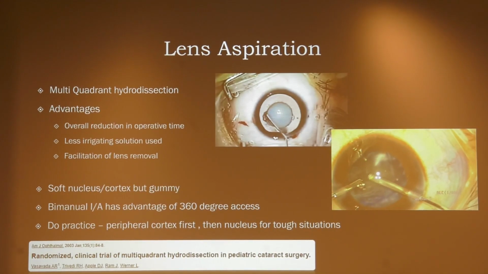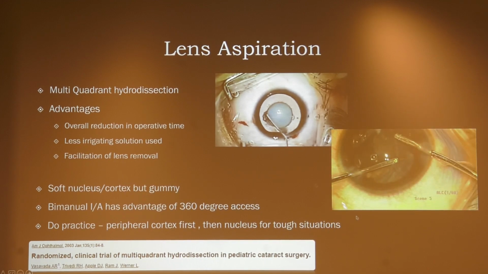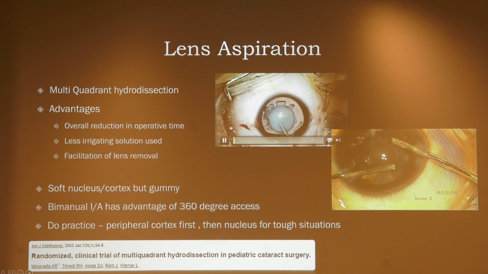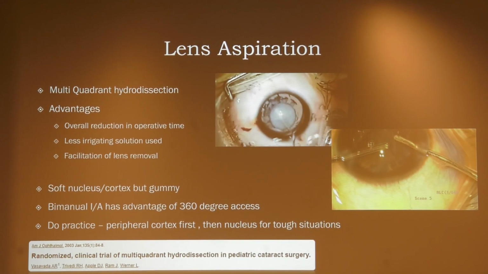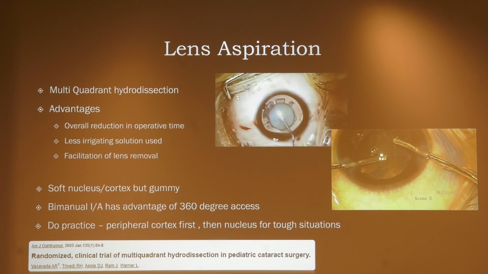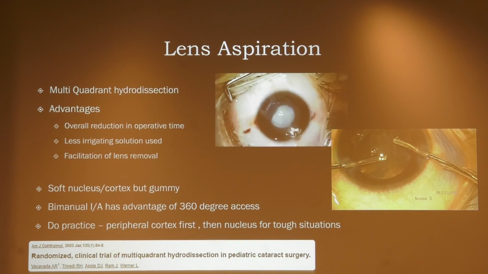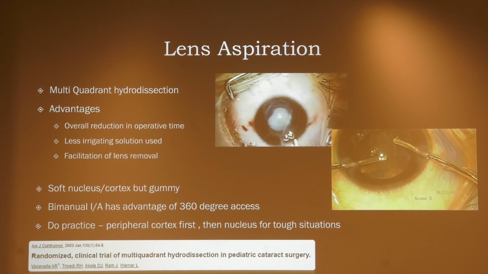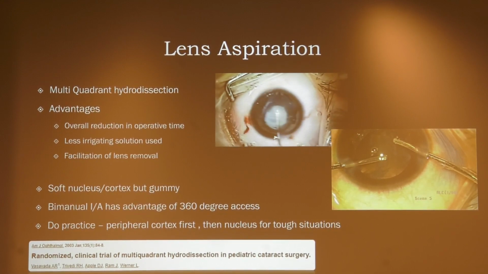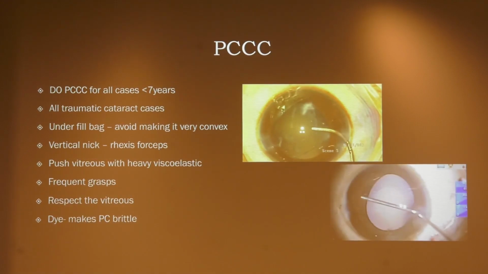I prefer to do this only when I'm doing a lensectomy, planned aphakia. So lens aspiration, remember to do a multi-quadrant hydrodissection. The advantage is the reduction in operative time. What I would want you to also take home is always strip the cortex from periphery to the center first, rather than eating the nucleus, because in cases of traumatic cataract, when there can be a PC opening, it may lead to complications if you don't practice this regularly.